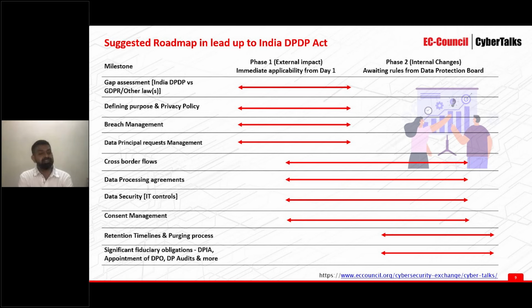And then there's the last bit, which is on the retention timelines and the purging and the significant fiduciary obligations, which I talked about. We should really wait for the rules on that, because that's what the rules will determine. I think that's what we can put purely as phase 2 activities. We can really wait. The fact is that we have so many other things to do now that some of it will take time once we reach there. So this is a suggested roadmap.